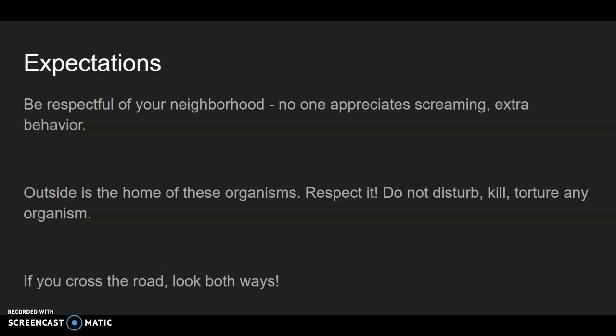You are killing them. And if you cross the road, please look both ways. I know it seems like an obvious statement, but the number of students that are hit by cars on their way to school because they didn't look both ways each year is actually really high. So please make sure that you are practicing safe street crossing behaviors, okay?